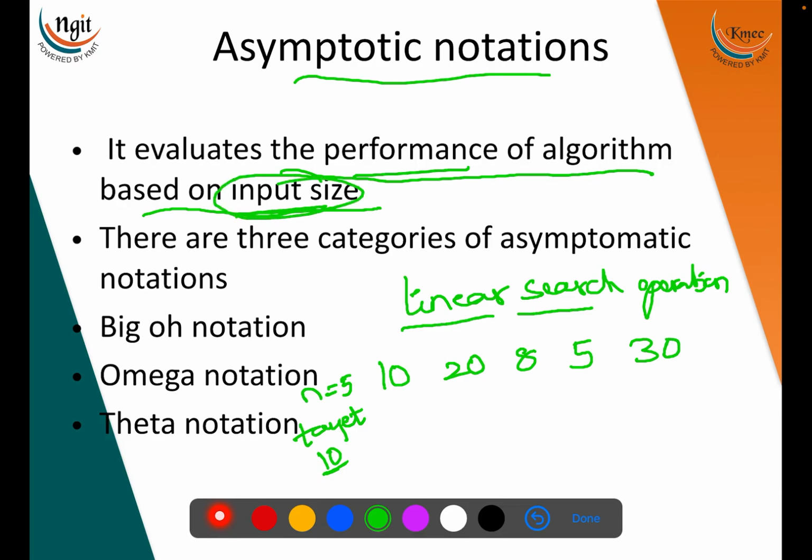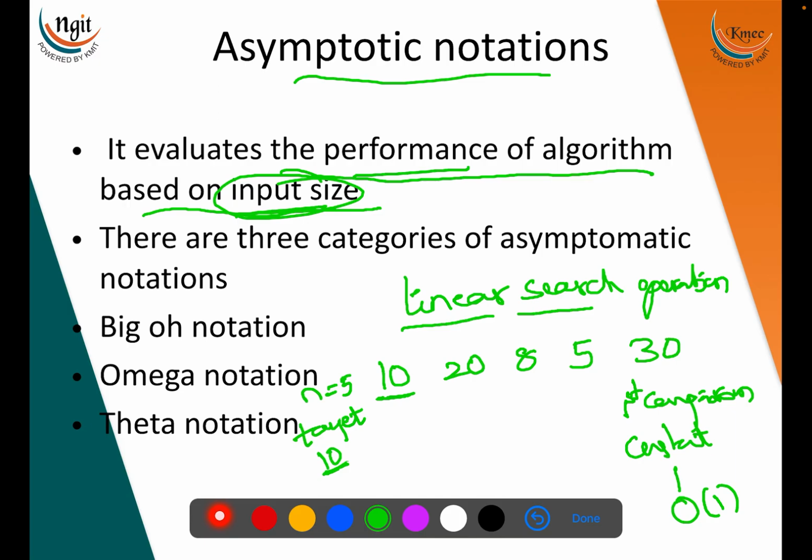Now my input is what? I have given my target as 10. When my target element is 10, I will find it by comparing the first index element with the target element. So the algorithm is successful in the first comparison. To search the element, I need not go through all n elements. So it is constant time, 1, which is shown with big O of 1.